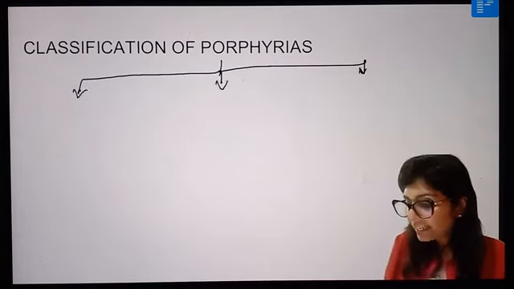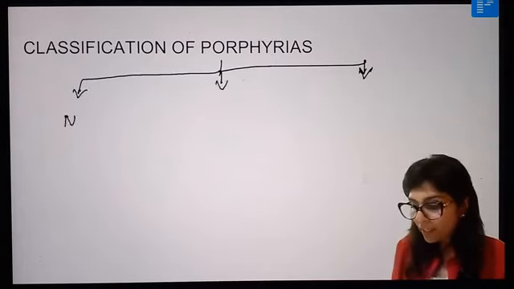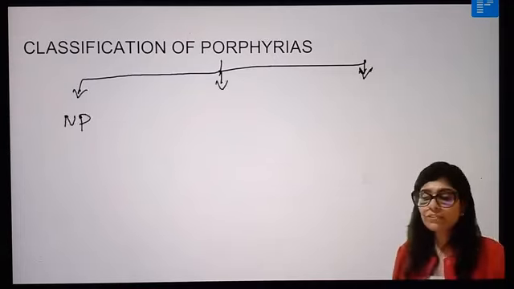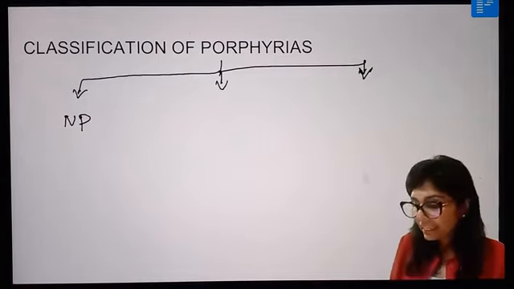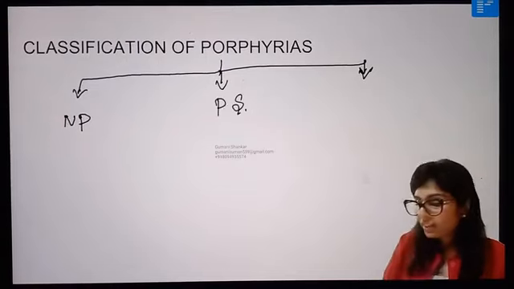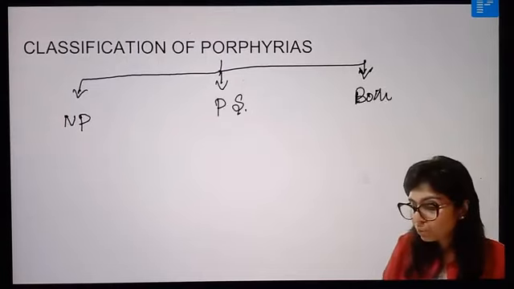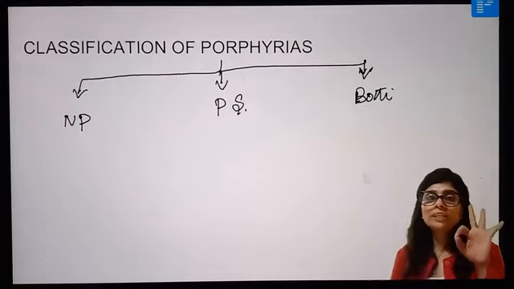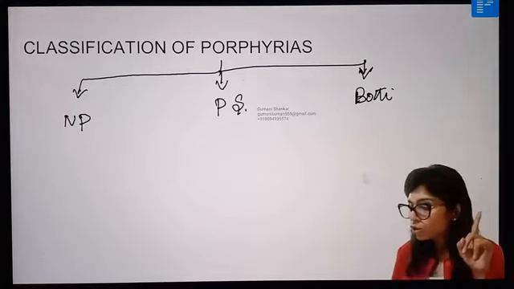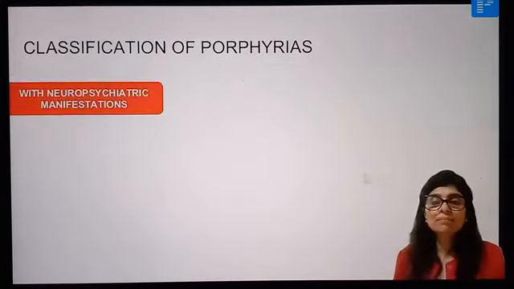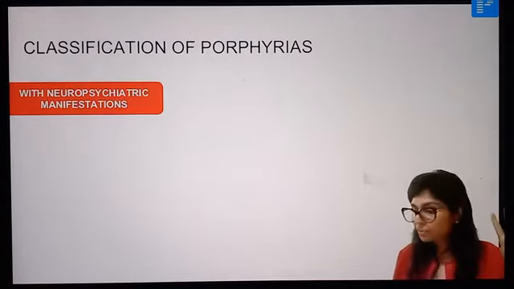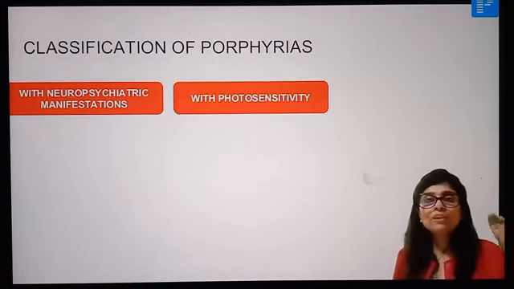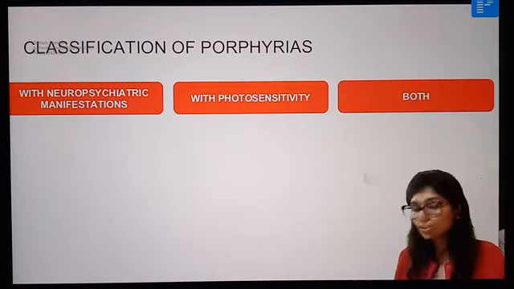The first category presents with only neuropsychiatric manifestations. Second category presents with only photosensitivity. Third category presents with both. Do you understand this? So tell me, what are the 3 types of porphyrias? Those which present with neuropsychiatric manifestations, those which present with photosensitivity, those which present with both.